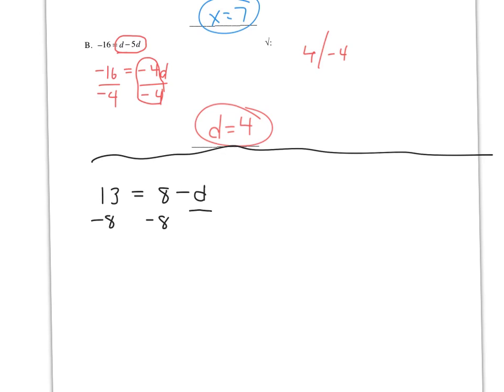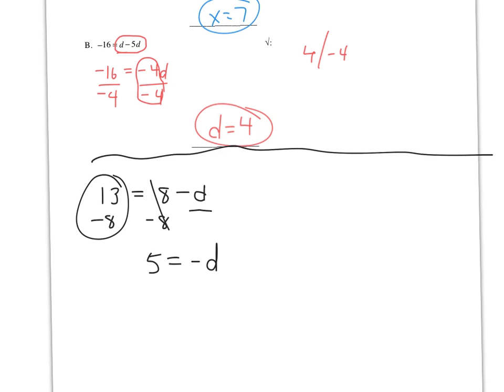What's 13 minus 8? 5. What does that equal? Negative D. Do you agree with her? No. What do you want to say? Am I allowed to leave my answer as negative D? No. So we saw an example similar to this yesterday. What should we do? Divide by negative 1.